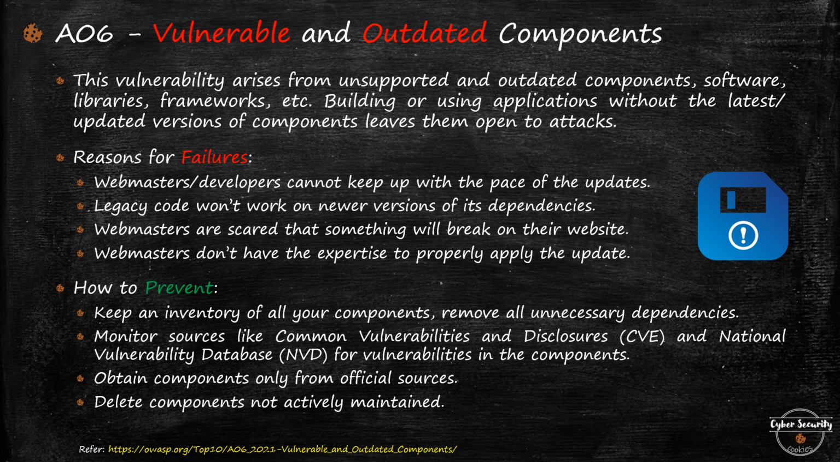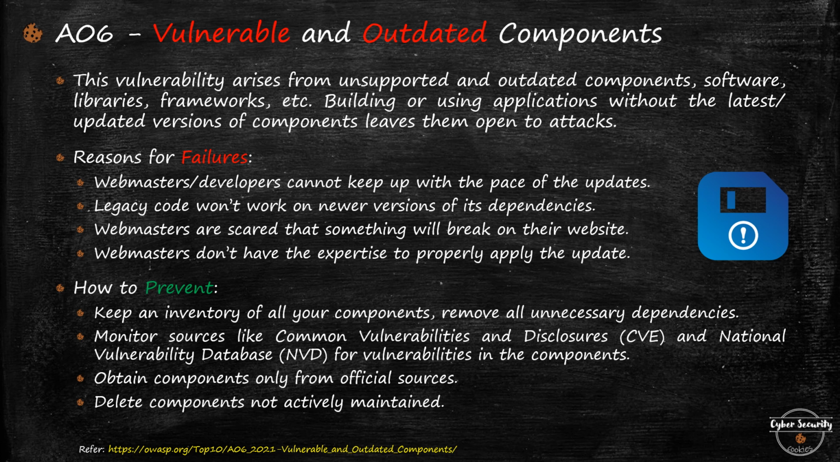Vulnerable and outdated components. These vulnerabilities arise from unsupported and outdated components, software, libraries, frameworks. Building or using these applications without the latest updated versions can leave them open to attackers. The reasons for failure could be the pace of the updates, a legacy code that's not going to work with the newer version, being scared of performing an update that might break the website, or not having the expertise to properly apply the patches or updates.